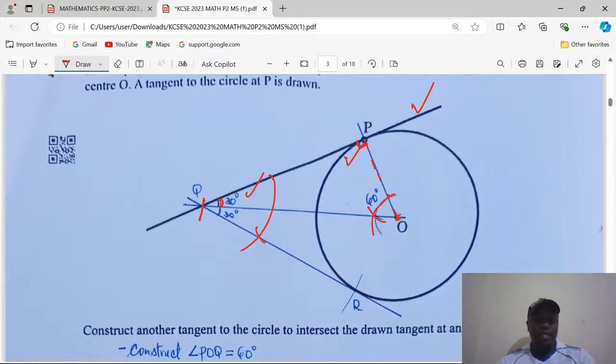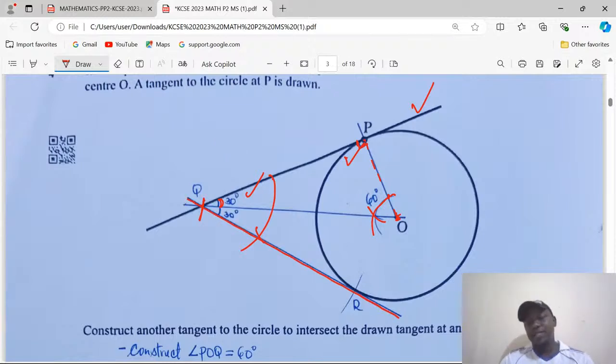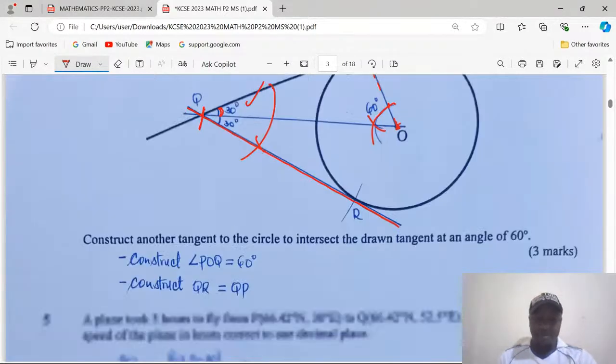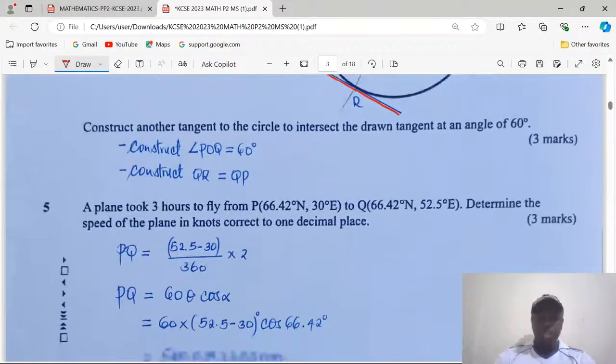If you produce the 60 until it touches the circle, then you will discover that it is the intended tangent. That is the tangent that we want. So that is good.